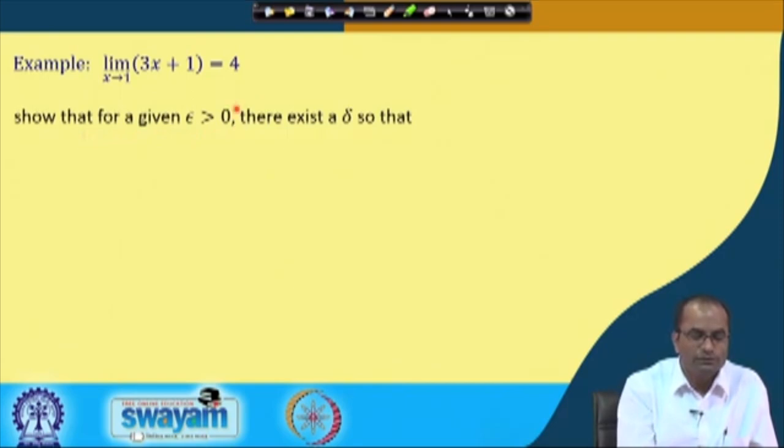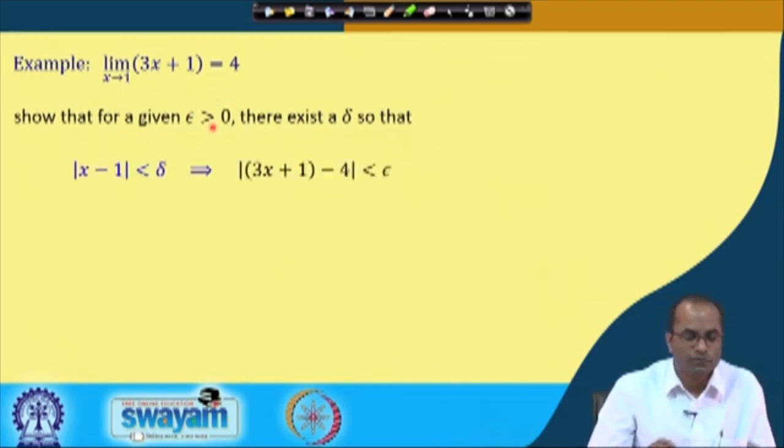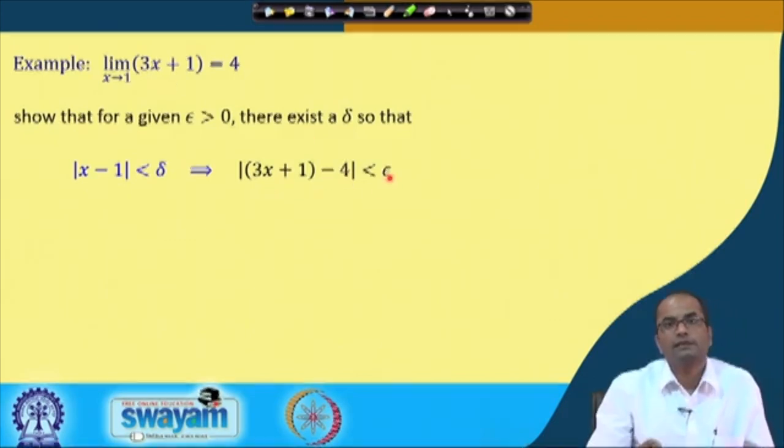So, what we need to show? We need to show that for a given epsilon there exists a delta, so that |x - 1| is less than or equal to delta. This is the delta neighborhood around 1. If we take any point from this neighborhood, this will imply that the difference between the function and 4 is less than epsilon.